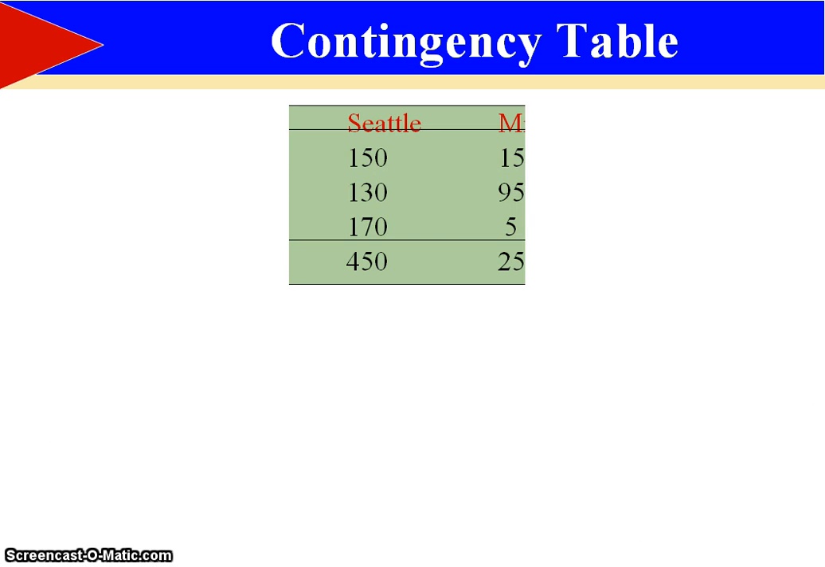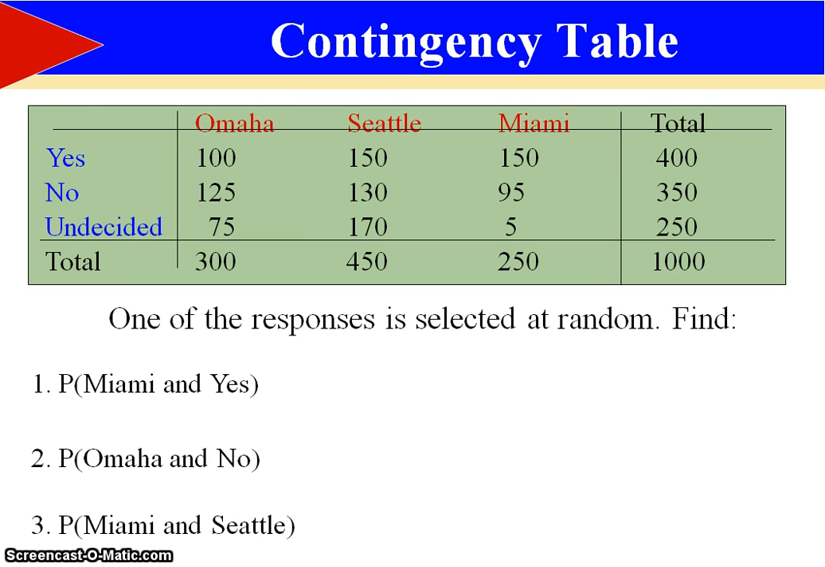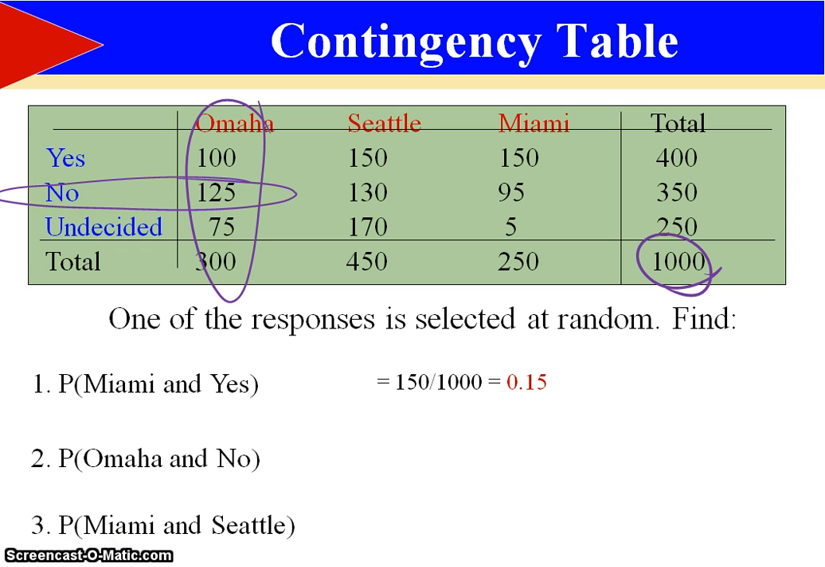So for number 1, the probability they're from Miami, and yes. Well, let's look. How many people are from Miami and said yes? So let's go to the Miami column. So here's Miami, here's yes, 150 were both. So 150 out of 1,000 in the sample space. So Omaha and no. So you go to the Omaha column, you go to the no row, it overlaps at 125 over 1,000, or in decimal is 0.125.